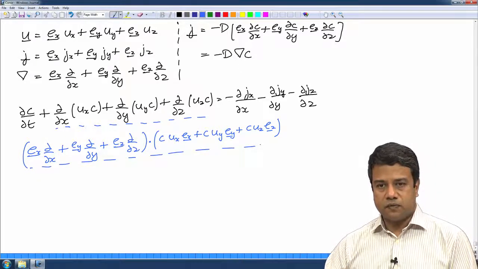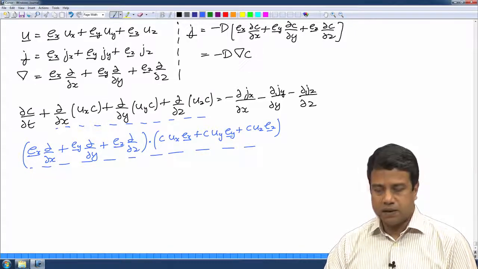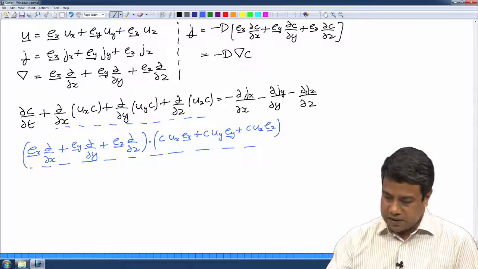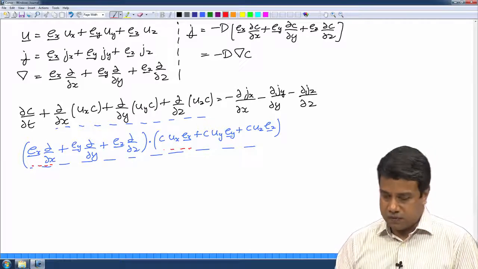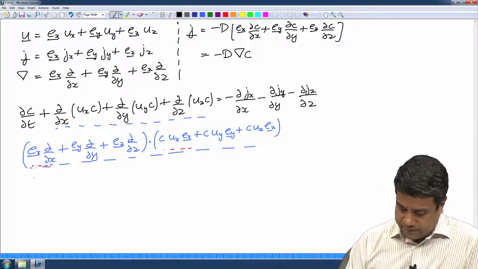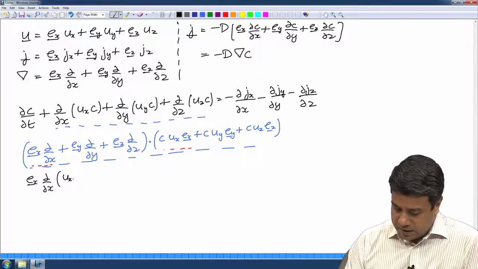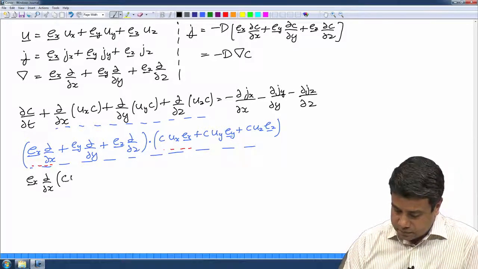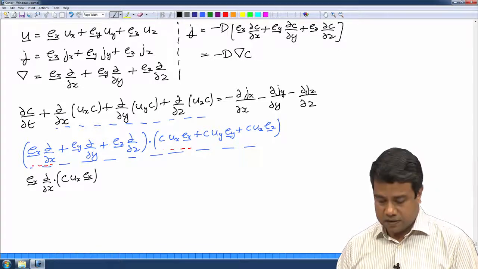When you take the dot product of two vectors, you have to multiply their components and dot the unit vectors. You have to multiply the components and dot the unit vectors. So, if you take for example, the first term in this expansion, which consists of taking the dot product of these two, what you get is Ex d by dx of Cux Ex. And there is a dot product, you have to multiply the components and dot the vectors.